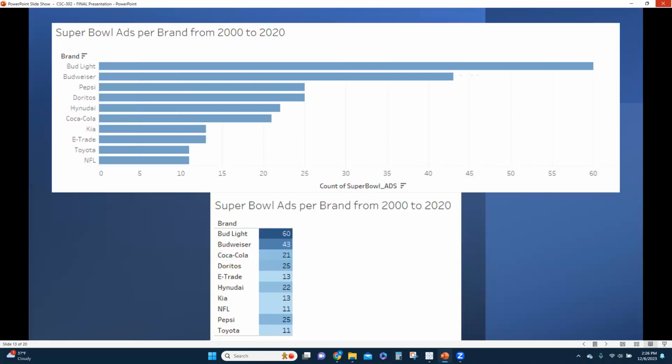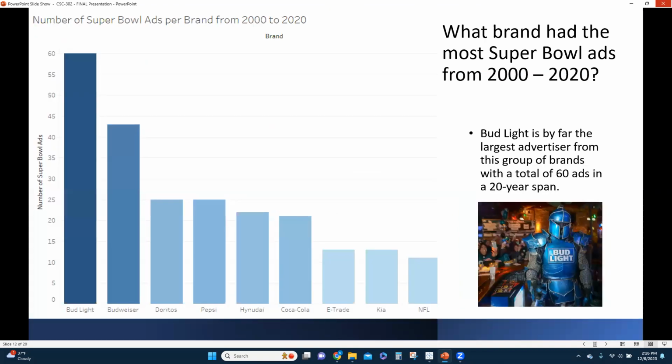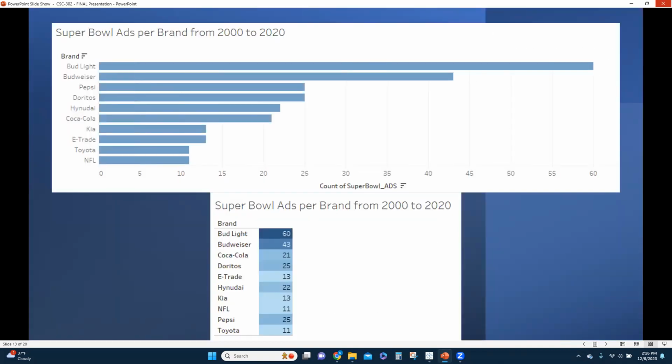This is just another graph, a visual of the same data we just looked at, and it actually is a little bit different to see it this way. You see Bud Light and Budweiser just clearly far from the pack with this graph, versus this one. It's clearly a difference there.